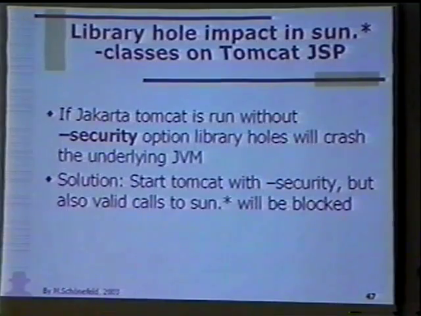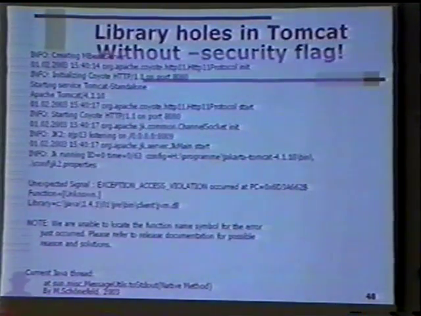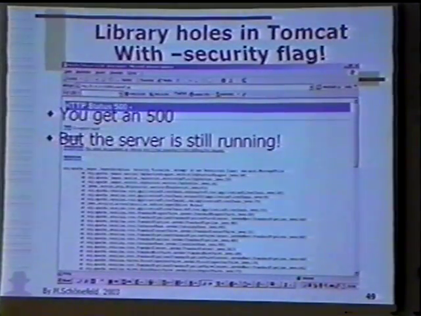So this was a client-side exploit. I also used it in Java Server Pages. And you can protect yourself against these vulnerable JSPs with the security option, and then some classes will be blocked from your Tomcat installation. So this is what happens when you use it without the security flag. You get a nice Java dump from the Tomcat installation. And if you use the -security flag, everything is fine and you just get a 500 error and your server is still running.